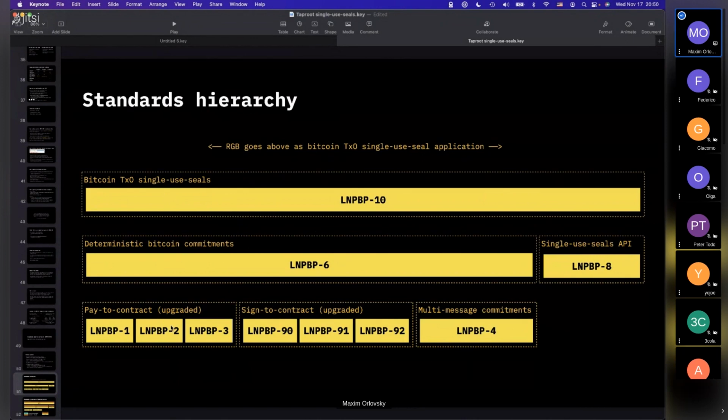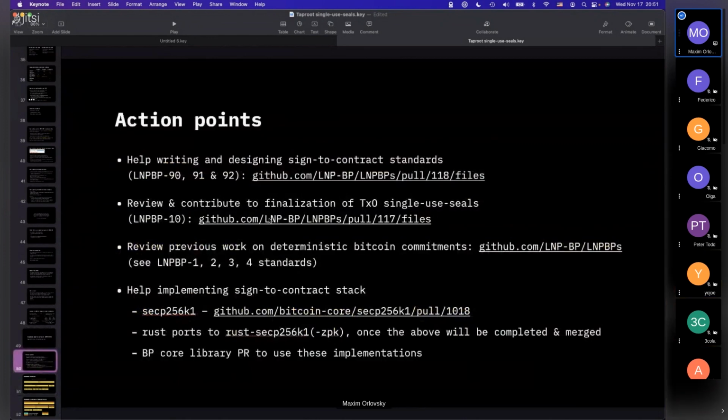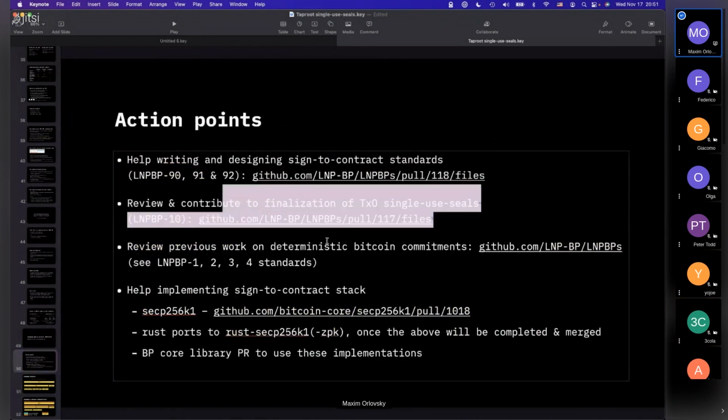All three of these things are united under the umbrella name deterministic Bitcoin commitments, which defines this whole algorithm that we were discussing today, how we will define which specific commitment scheme will be used. Together with the single-use-seals API, which is not Bitcoin specific, it's basically the proposal written by Peter Todd originally, structured as a standard called LNPBP 8. Together they constitute the final Bitcoin transaction-output-based single-use seals, which is the LNPBP 10 standard. And you can find it in this pull request that I just mentioned.